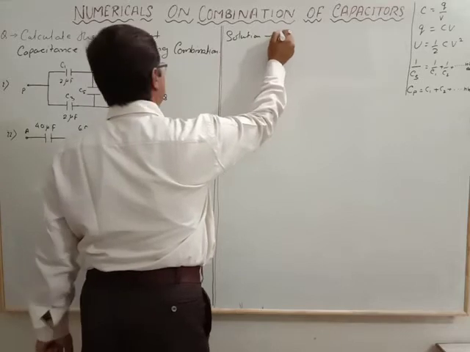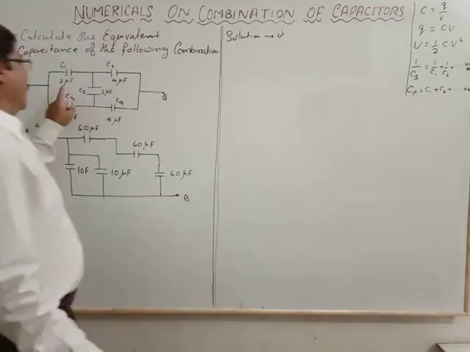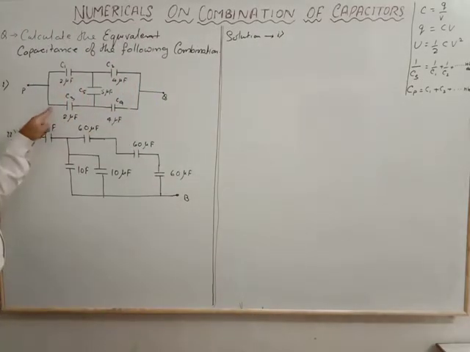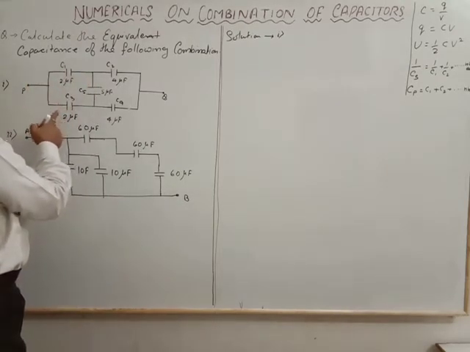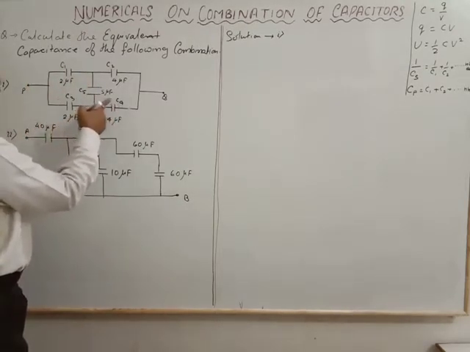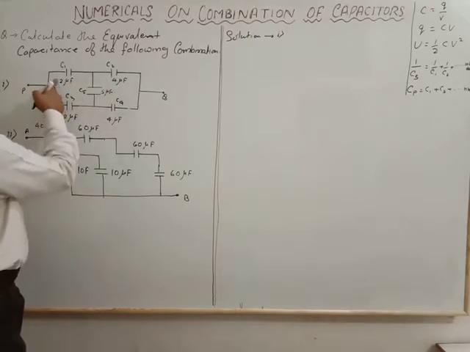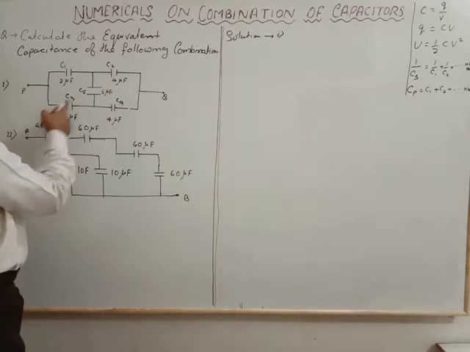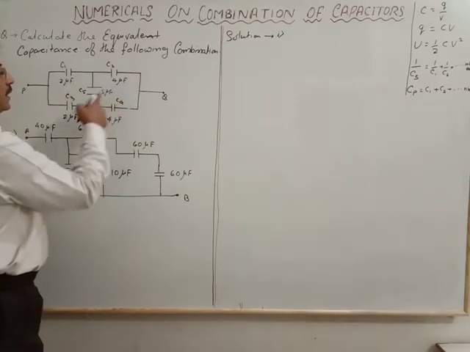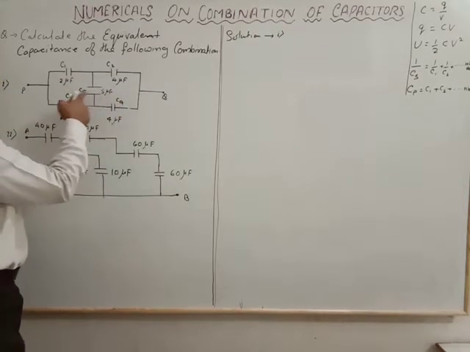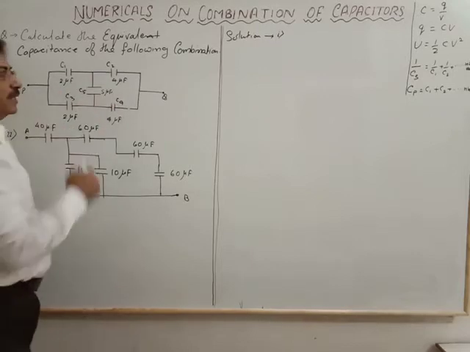First, see this one, this is the combination. Here C1, C2 and C3, C4 have the same capacitance: C1 and C3, C2 and C4 have the same capacitance, and C5 is in between this arrangement.